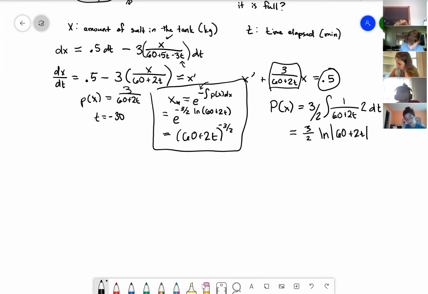And now we get our non-homogeneous solution as x of t is equal to some u of t times x.